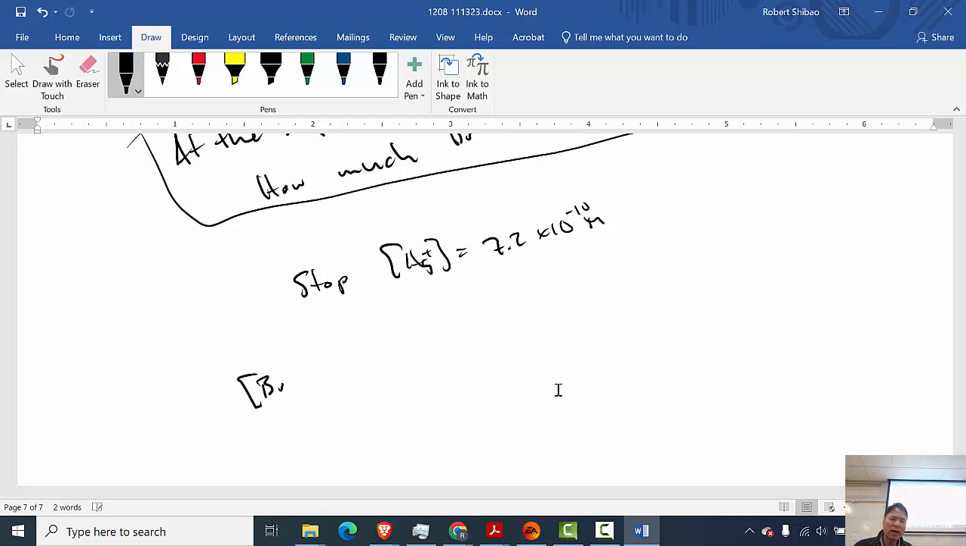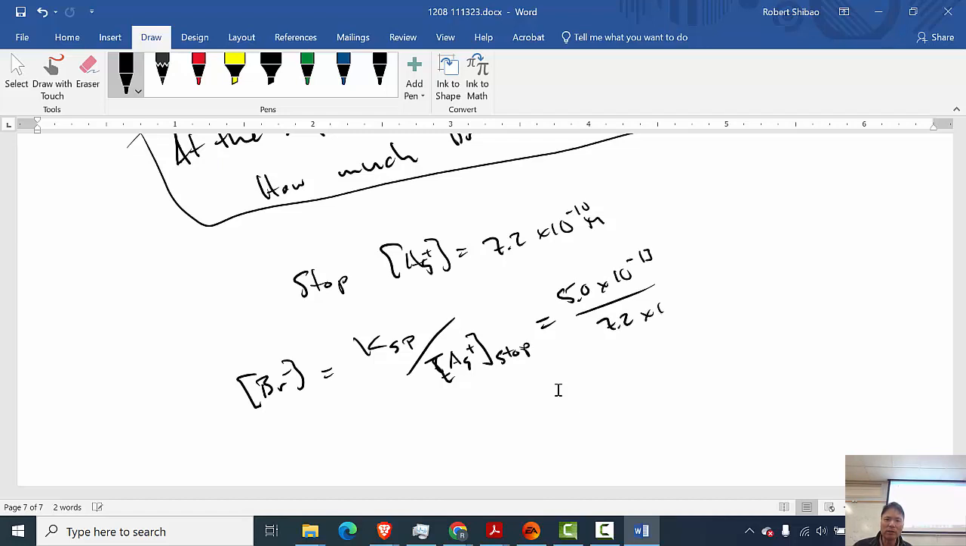And so to calculate how much bromide remains at this silver concentration, that's just going to equal the KSP divided by the silver concentration where we stop. And so this is 5.0 times 10 to the minus 13 divided by 7.2 times 10 to the minus 10. And that gives the bromide concentration of 0.000694 molar bromide remains in solution, unprecipitated.